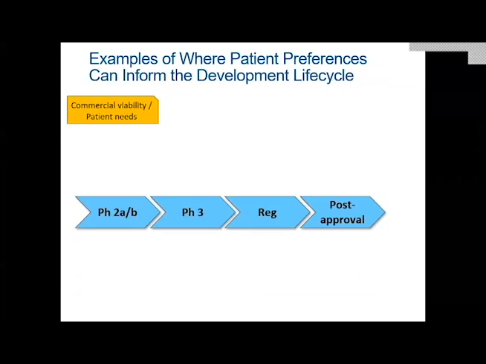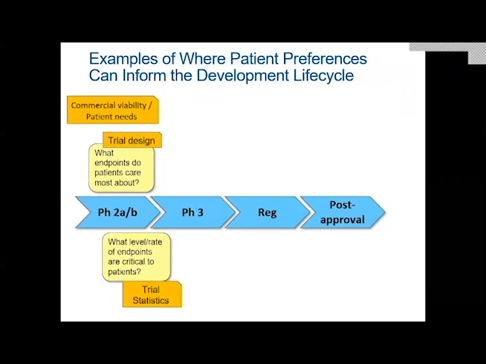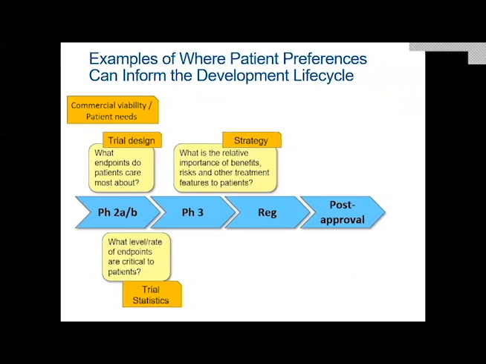But getting more into development, preferences will help you with trial design. So what endpoints do patients care most about? So, for example, in the rare disease, we don't have decades of experience studying it. And there are examples where a preference study in a rare disease helps figure out what your primary efficacy endpoint should be in the study. Or what level of those endpoints, what size change in an endpoint is critical to patients. That's critical for trial statistics and particularly helpful when you have new endpoints that haven't been looked at for a while.